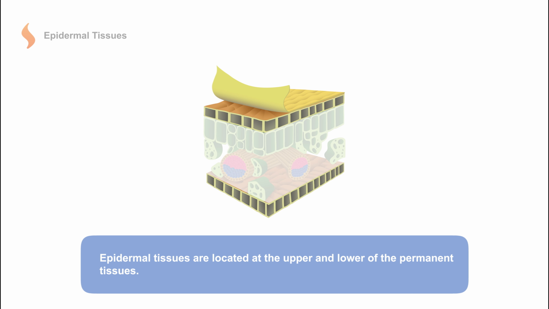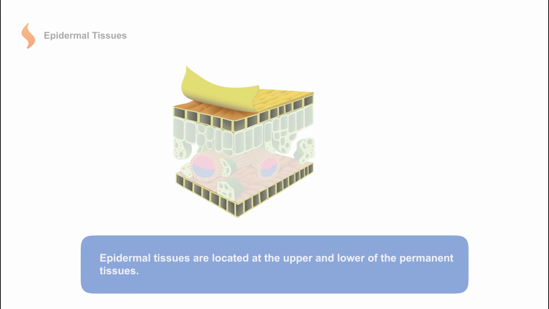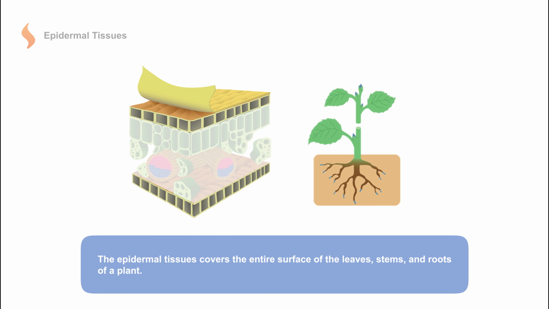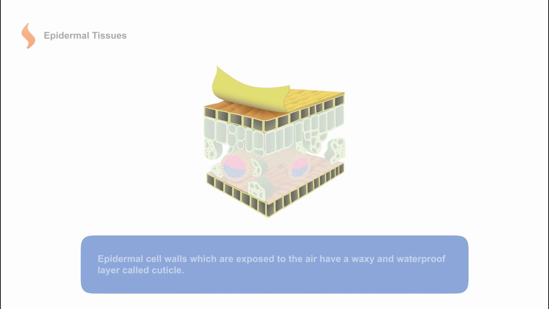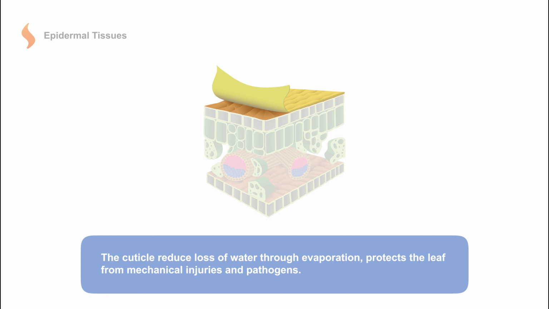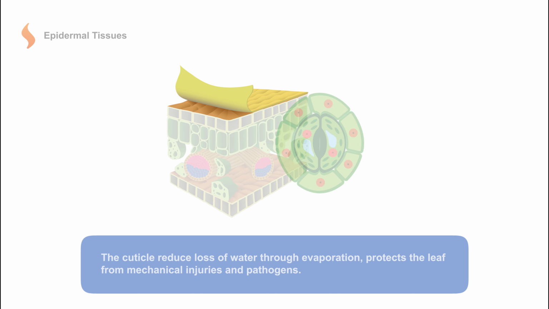Epidermal tissues are located at the upper and lower surfaces of the plant. The epidermal tissues cover the entire surface of the leaves, stems, and roots of a plant. Epidermis cell walls, which are exposed to the air, have a waxy and waterproof layer called the cuticle. The cuticle reduces loss of water through evaporation and protects the leaf from mechanical injuries and pathogens.